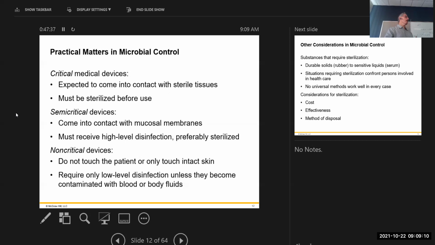If you're in the ER and you have a trauma patient who's bleeding and you need to get a quick EKG, or paddles, if you're using paddles, do those paddles need to be sterile before you use them? No, they need to be disinfected because they're just going on the skin. If someone's bleeding and you get blood on them, now you need to do high-level disinfection in a case like that.